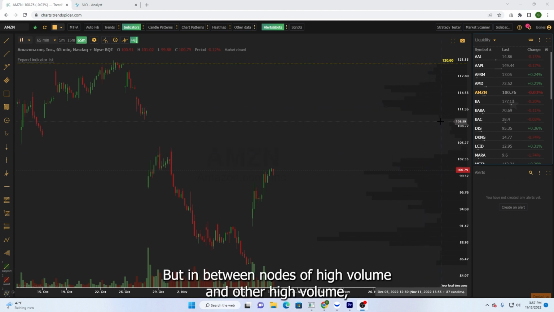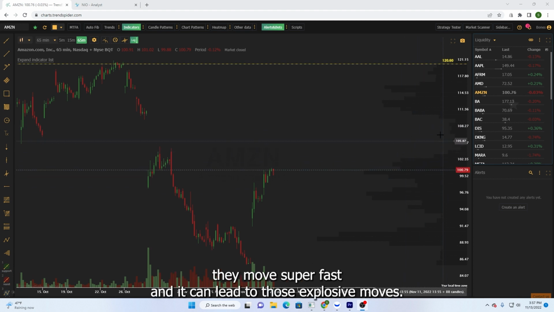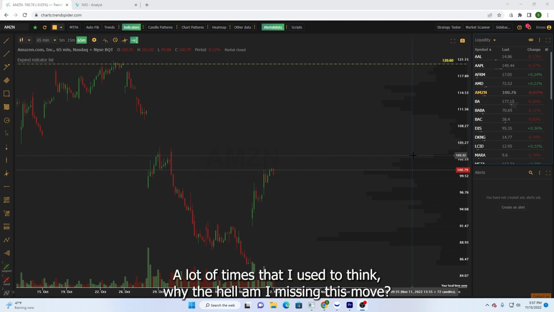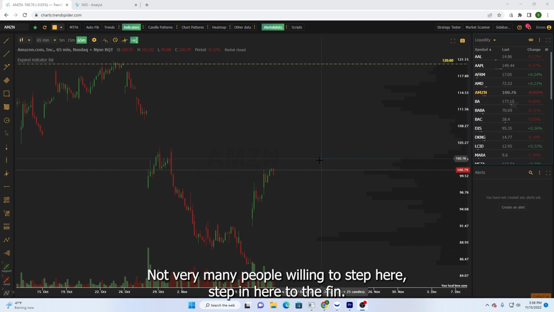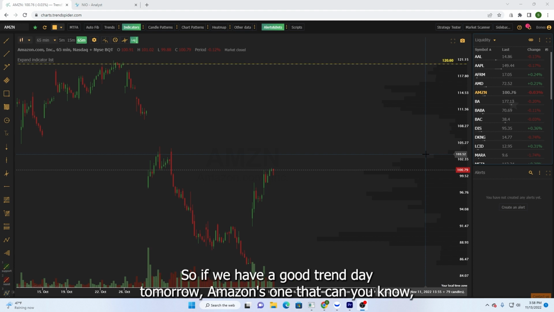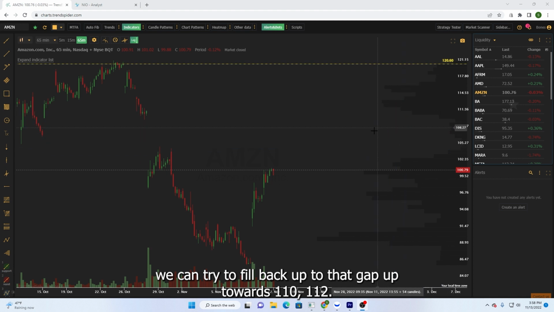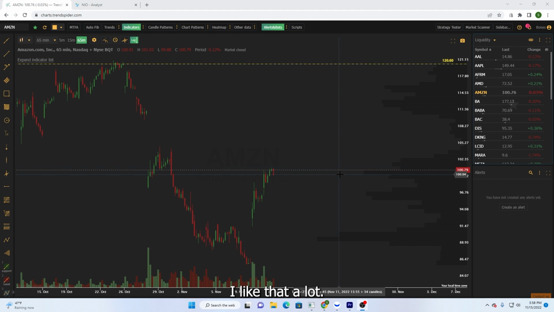But in between nodes of high volume and other high volume, they move super fast, and it can lead to those explosive moves. A lot of times I used to think, why the hell am I missing this move? And a lot of times it correlates to our volume gaps. Not very many people willing to step in here to defend. So if we have a good trend day tomorrow, Amazon's one that can try to fill back up to that gap up towards 110, 112. I like that a lot.